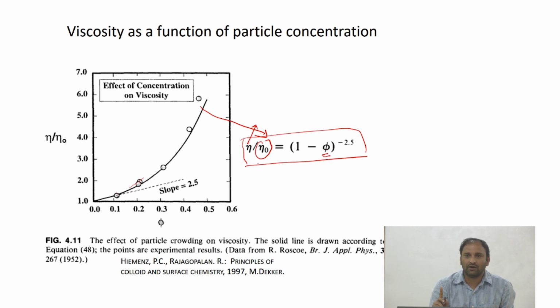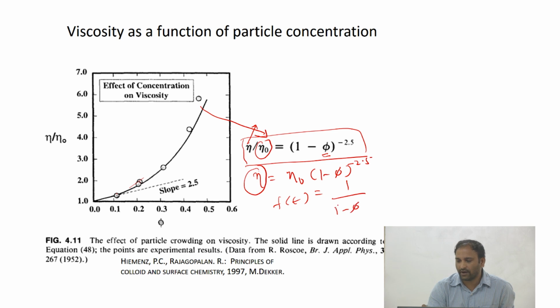So what I can do, in terms of the effective viscosity function, is write eta as eta naught into (1 minus phi) to the power of minus 2.5, okay? And we know that the viscosity of the particle fluid system is actually larger. So therefore your f of epsilon, the function that we want, should actually be 1 over (1 minus phi) to the power of minus 2.5, right? That's your f of epsilon.